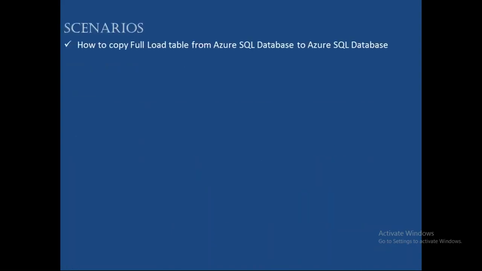Fine, so let's see the scenarios, friends. The first scenario is how to copy a full load table from Azure SQL database to Azure SQL database. Suppose I have a table in my Azure SQL database. If I have just 10 records, I want to copy 10 records. If I have 1 million records, I want to copy 1 million records. Full load means the entire data in my Azure SQL database, which I copy into another table or another storage. Today we are going to read a customer table and load it into a customer one table, from one table to another.